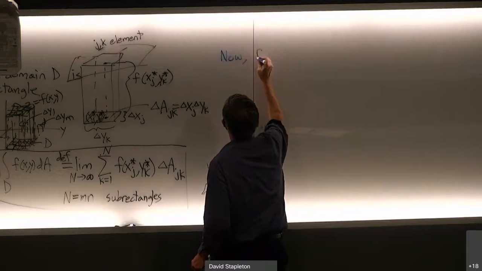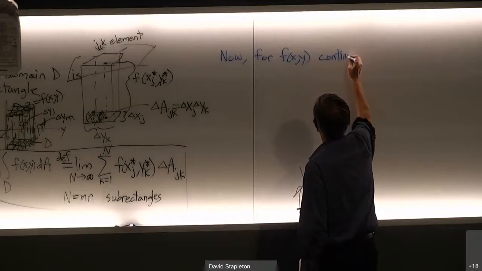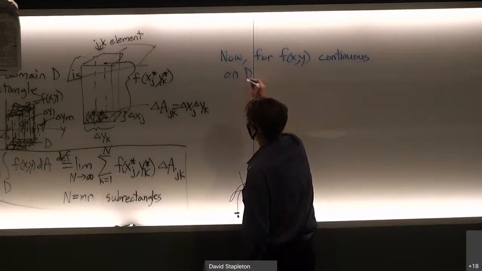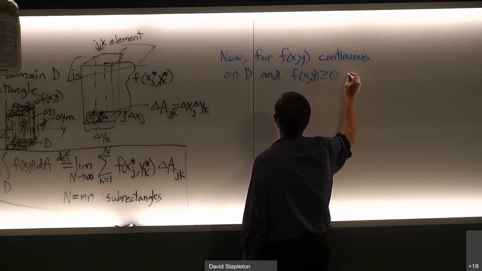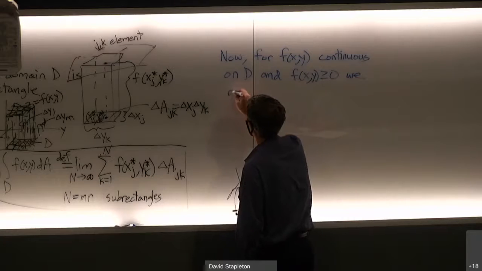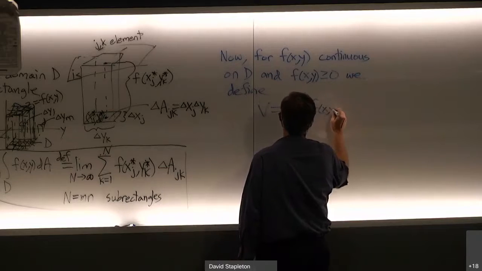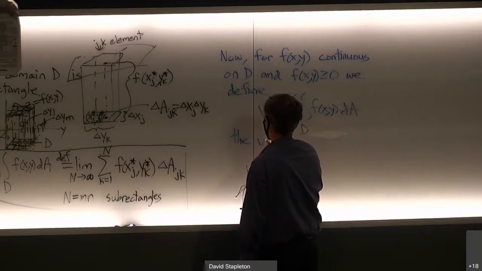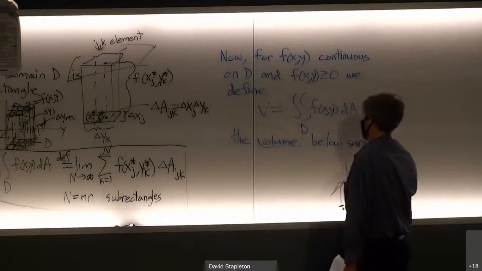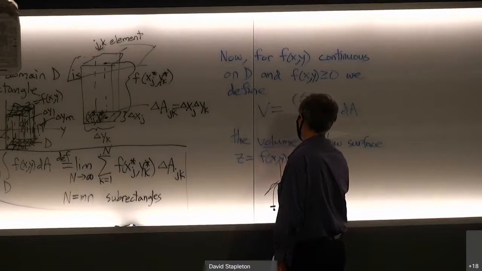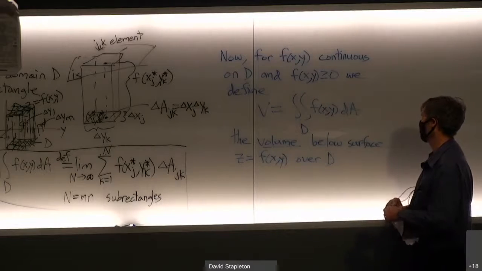Now, for f of xy continuous on the domain, and also non-negative, we also define V equals the double integral, with that definition, of f of xy dA, the volume below the surface z equals f of xy over D. So that's the definite integral definition when f of xy is non-negative and continuous, so we can evaluate it, and we'll say that's the volume.